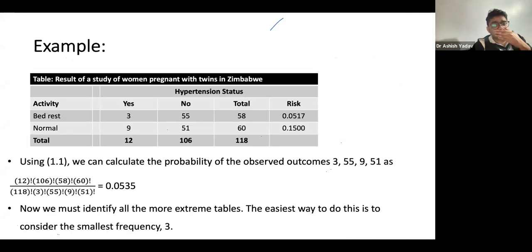This is another example. Here the disease frequency is less than 5, so we can use a Fisher exact test and find out whether there is a relationship between hypertension and activity.